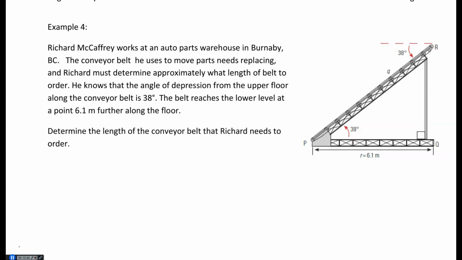The conveyor belt he uses to move parts needs replacing, and Richard must determine approximately what length of belt to order. He knows that the angle of depression from the upper floor along the conveyor belt is 38 degrees. Now, that's a review from last lesson where we talked about the difference between angle of depression and elevation. So we have an angle of depression here of 38 degrees, and the belt reaches the lower level at a point 6.1 meters further along the floor. What we need to do is determine the length of the conveyor belt that Richard needs to order.